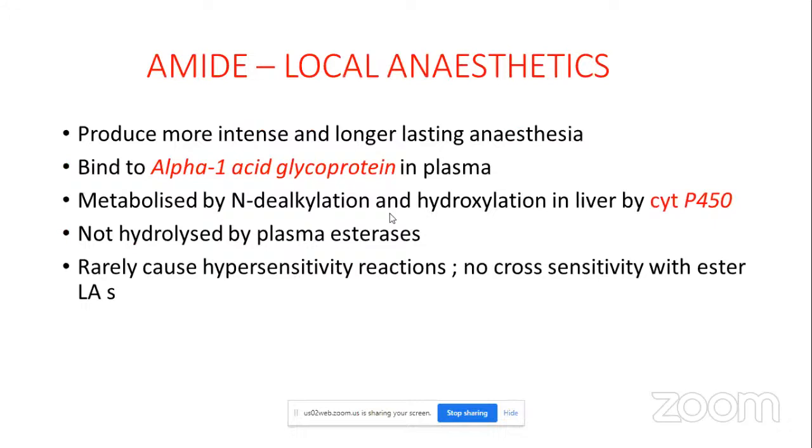Coming to amide local anesthetics, they produce more intense and longer lasting anesthesia compared to the ester group local anesthetics. They are bound to plasma proteins like alpha 1 acid glycoprotein in plasma. They are metabolized by the liver by cytochrome P450 enzymes, and unlike ester local anesthetics, they are not hydrolyzed by plasma esterases. They rarely cause hypersensitivity, which is common with ester group local anesthetics due to the metabolite PABA, para-aminobenzoic acid.